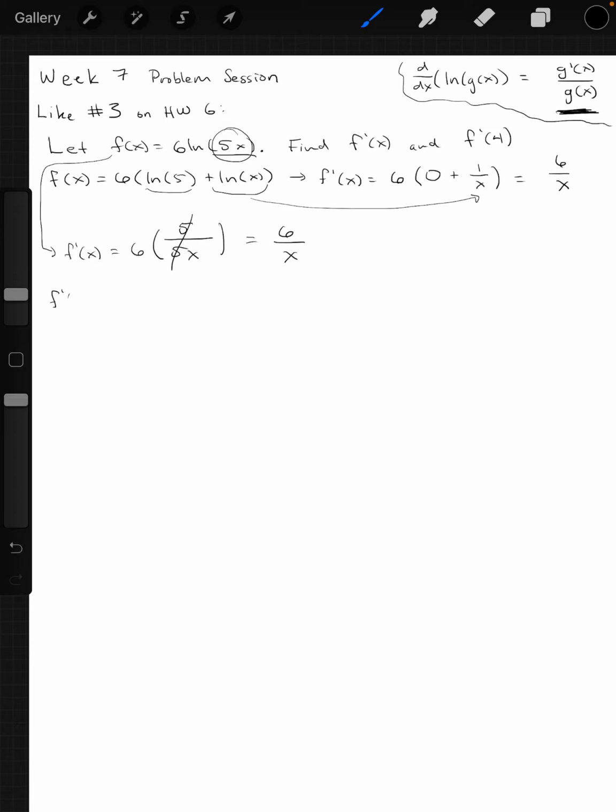So we have f prime of x equals 6 over x. And that means that f prime of 4 is what we get when we plug 4 in. So we get 3/2 there.